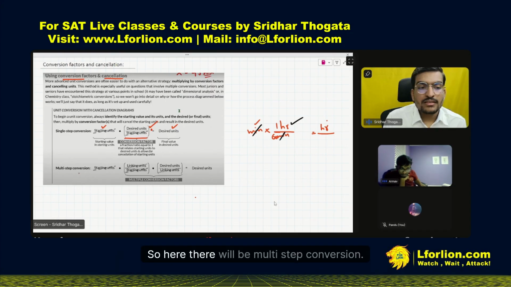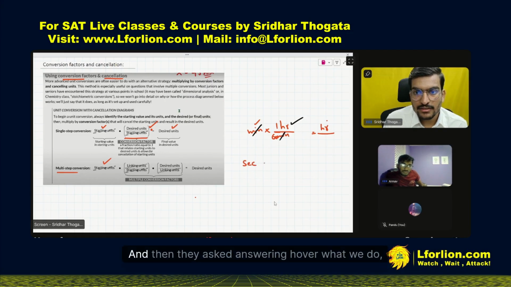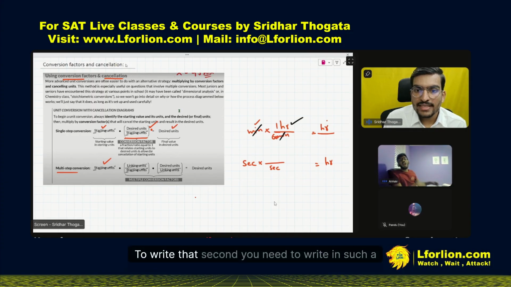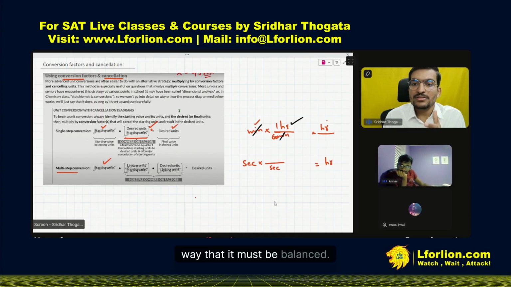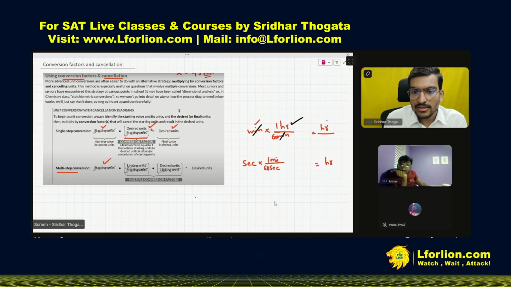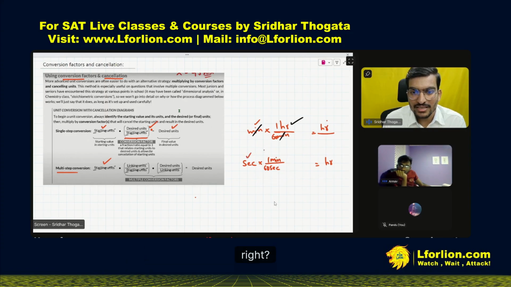In some questions, we are using this conversion factor. Here, there will be a multi-step conversion. They will give some units here. Let's say they are given in seconds, and then they ask for the answer in hours. We write seconds here so that we can cross it out. It must be balanced, so we write 60 seconds and 1 minute, which together is 1, right? If we cross out 1 minute and 60 seconds, both are equal. So we get 1, and you are multiplying with 1, which means the value is still in seconds, right?